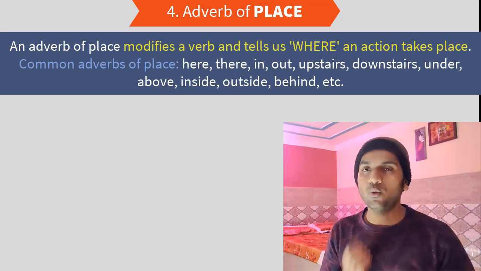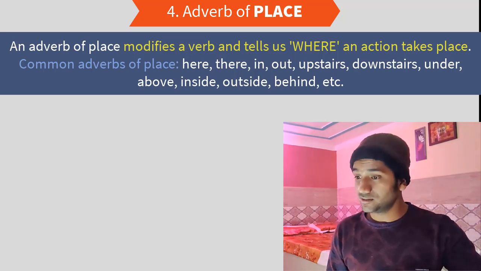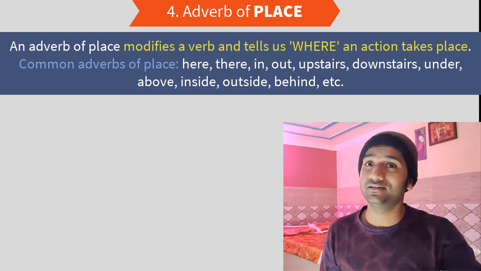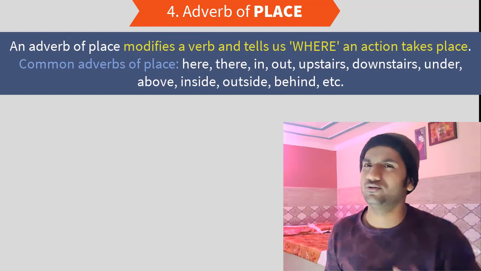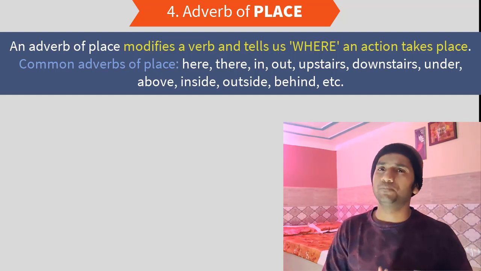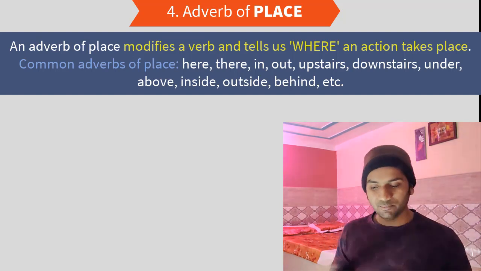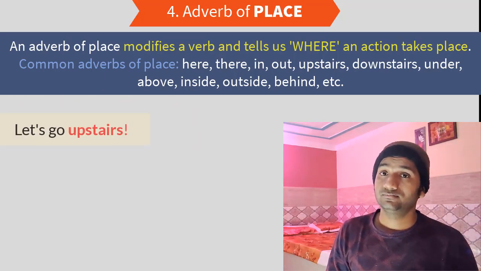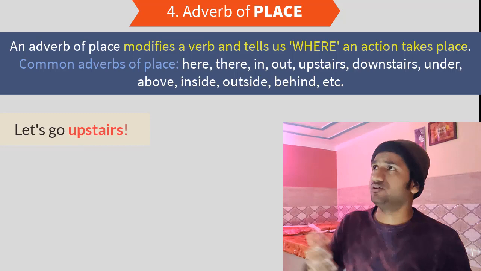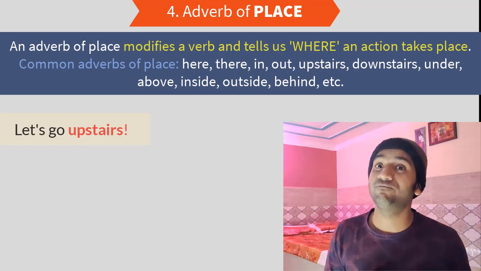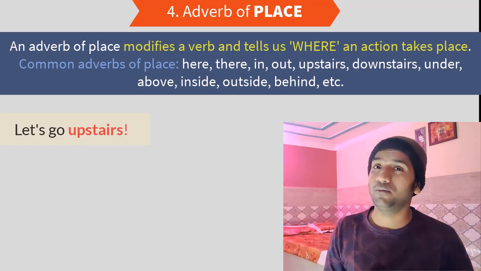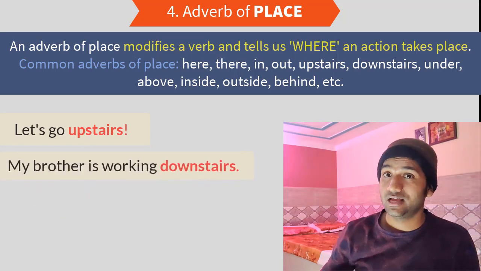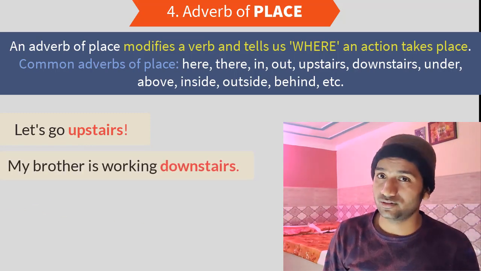Some common adverbs of place are here, there, upstairs, downstairs, in, out, under, over, all the words that you see on the screen. Let me show you some examples. Let's go upstairs, because everybody's upstairs. Let's go where? Upstairs. Talking about the place of an action. My brother is working downstairs.